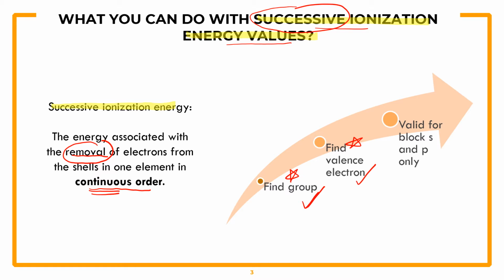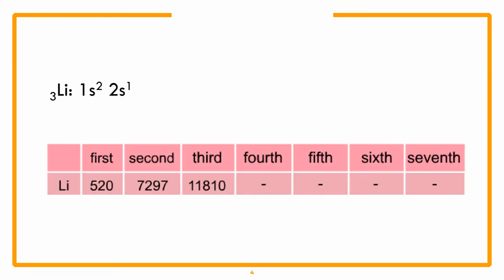Tetapi kaedah ini hanyalah restricted untuk block S and block P sahaja. Okay, so this is very important. Kena ingat kaedah ini hanya boleh digunakan untuk block S and block P elemen sahaja. Baik, kita ambil lithium sebagai example. So, lithium has 3 proton numbers. Okay, so hence it has 3 electrons. So this will be the electronic configuration of the lithium. Okay, and this will be the orbital diagram of the lithium as well.